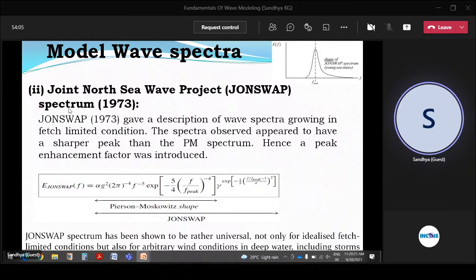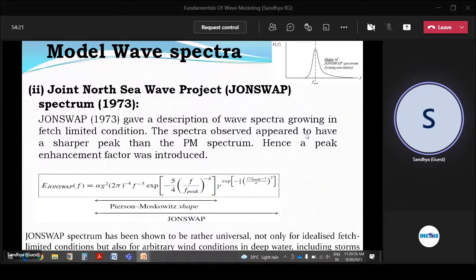This is another experiment conducted in the North Sea. It's called the Joint North Sea Wave Project, or JONSWAP. This is the spectrum, this is a very important spectrum. This is the spectrum which most of the wave models use nowadays. This was done in 1973.